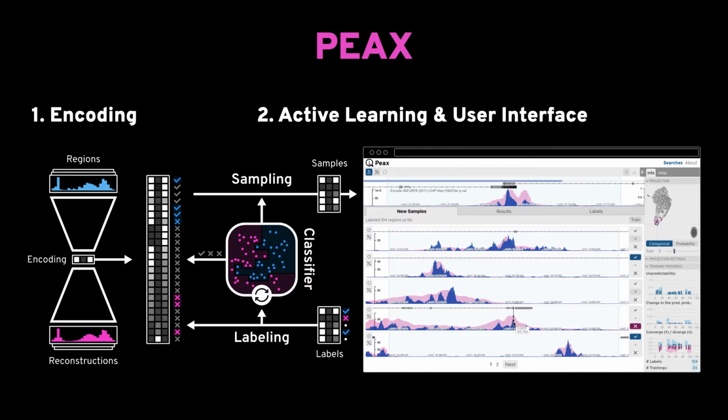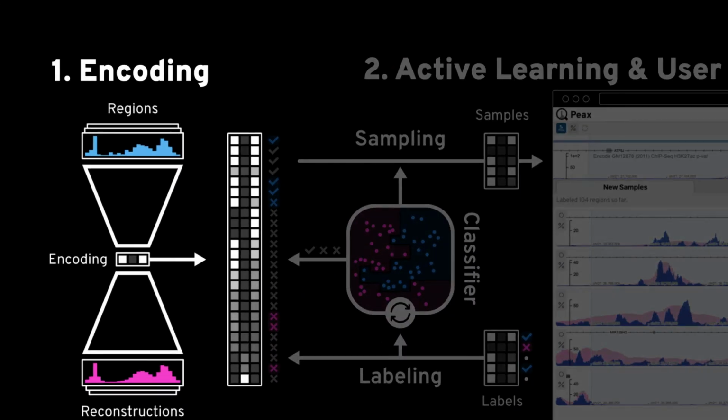Peax is a modular system consisting of two components: a deep learning-based data encoding strategy and a visual user interface for actively training a classifier to find other genomic loci that match the user's notion of similarity given a specific query. While there are many different ways to extract features from epigenomic data, we were wondering if we could leverage the remarkable performance of convolutional neural networks to learn a feature representation of the genomic data in an unsupervised fashion that is useful for pattern search. To this end, we've developed a convolutional autoencoder model that encodes a genomic region into a compressed feature representation.